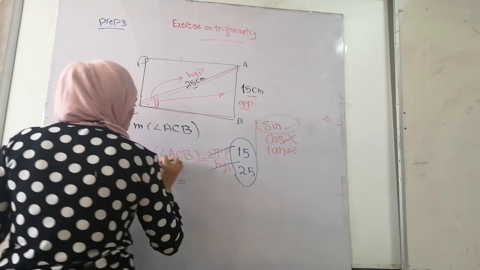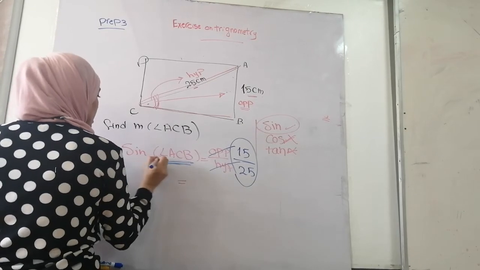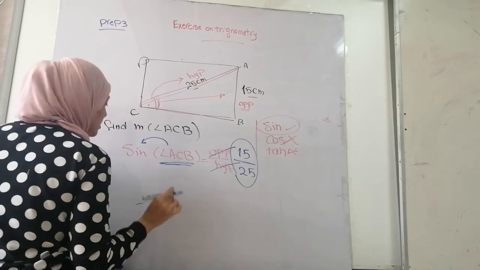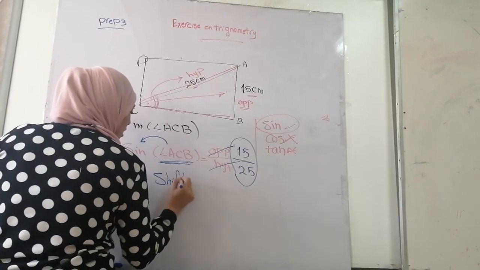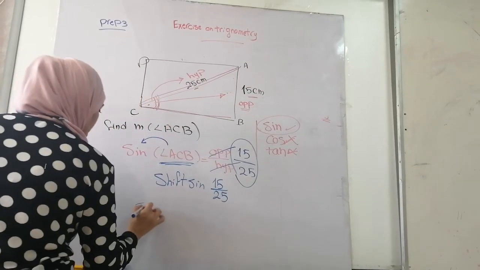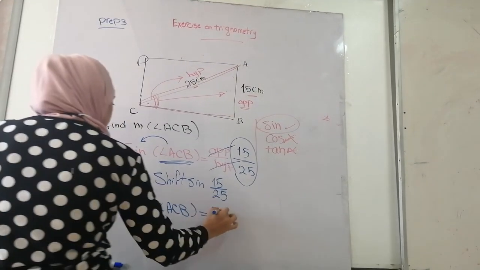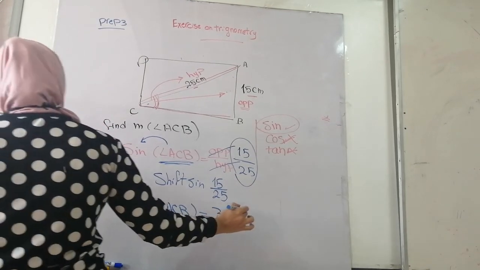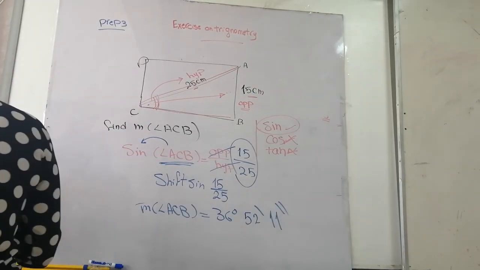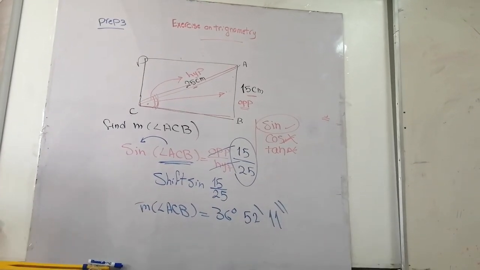So I have the sine and the sides, and the angle is unknown. The angle which belongs to sine is unknown. What shall I do? Excellent, shift sine to 15 over 25. So measure angle ACB will equal 36 degrees 52 minutes 11 seconds. This is all the examples and all the ideas in trigonometry.